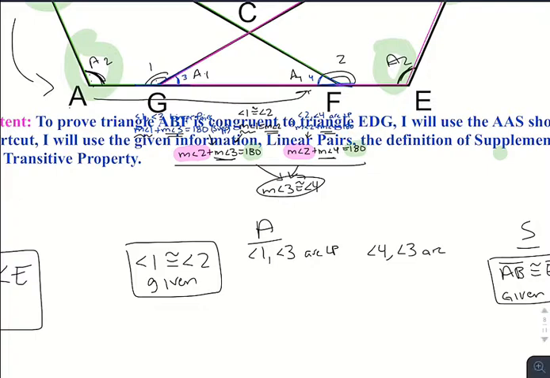Which means immediately that the measure of angle 1 plus the measure of angle 3 equals 180. It also means the measure of angle 4 plus the measure of angle 3 equals 180. Okay, and this is because of the definition of supplementary.